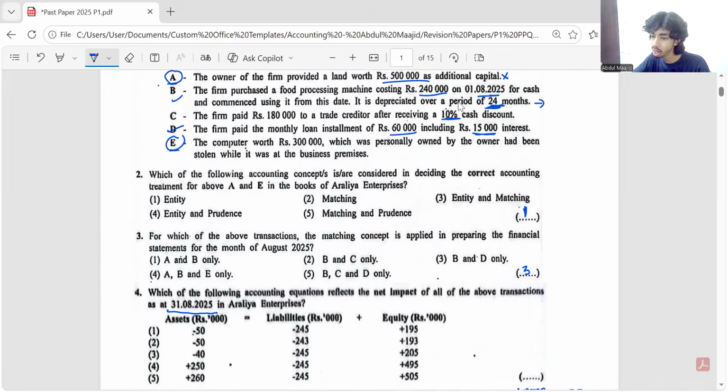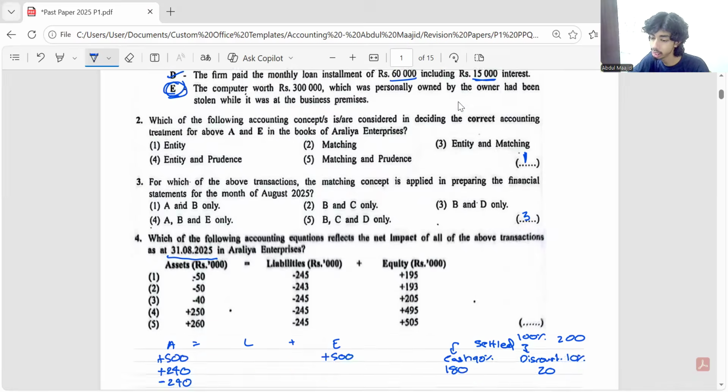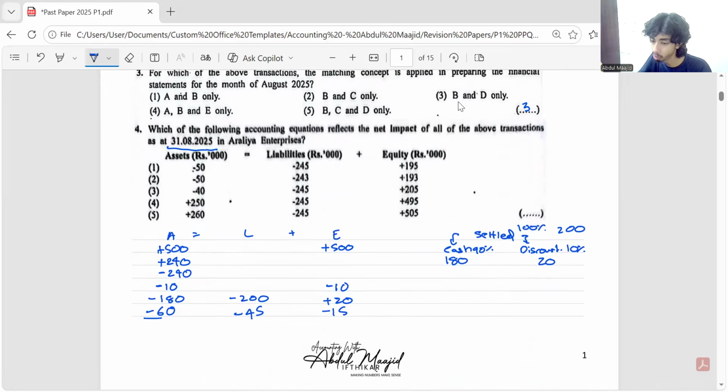Then the E transaction is shown as personal transaction. It won't affect your equity or any component of your business. Then you can balance this off and find out the answer. Asset 500 minus 10 minus 180 minus 60, that will be 250.